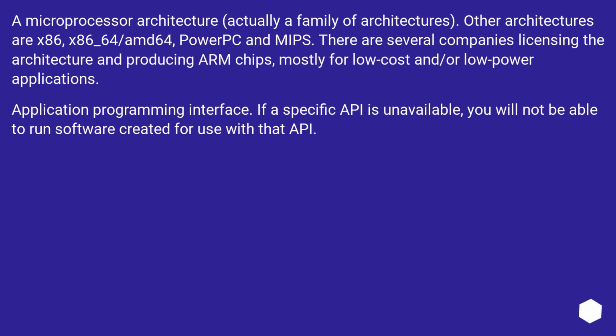ARM: a microprocessor architecture, actually a family of architectures. Other architectures are x86, x86_64/AMD64, PowerPC and MIPS. There are several companies licensing the architecture and producing ARM chips, mostly for low-cost and/or low-power applications. API: Application Programming Interface.